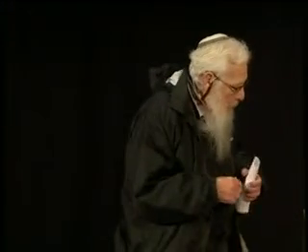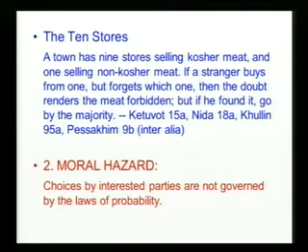But that's not the main purpose, because the main purpose is economic theory in the Talmud. So what I'm going to suggest to you is the doctrine of moral hazard, this doctrine which you have on the screen in front of you, that choices by interested parties are not governed by the laws of probability. So the number of times you leave your key in the ignition, since you are an interested party, is not the average number of times that everybody leaves his key in the ignition. That's what it means.